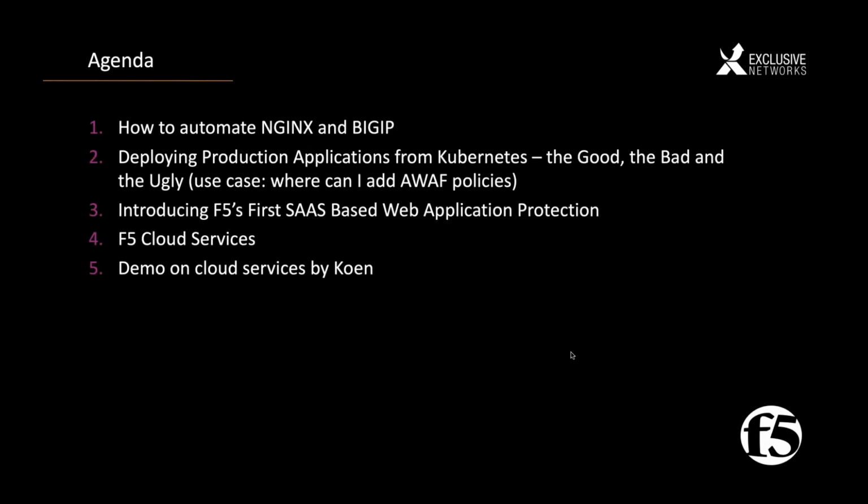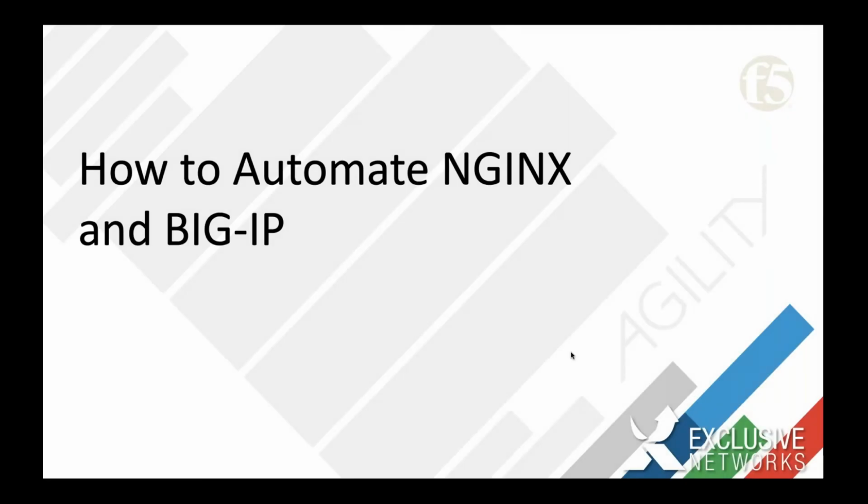I've created a small update on what's explained during Agility. I've focused more on what's in regard to automation, NGINX, and then the last part is more on the new offerings of F5 regarding SaaS-based applications. Koen is also going to give, at the end, a demo on the cloud services they have today. Before that, let's start with the presentation.